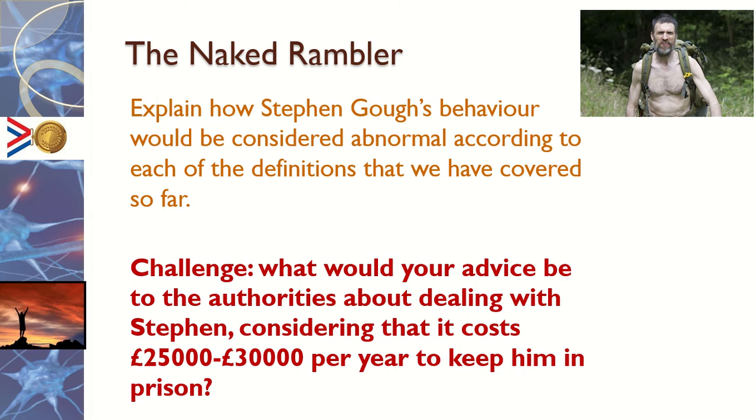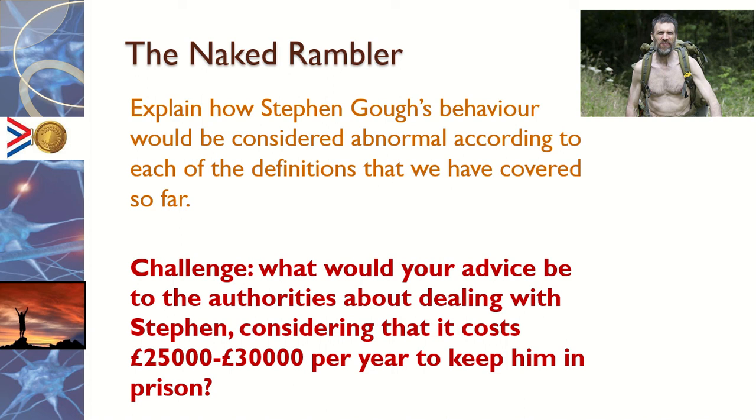I want you to have a think now about how his behaviour would be considered abnormal according to each of the definitions that we've done so far, so the 3 different definitions. And maybe have a think about what your advice would be to the authorities about dealing with him, bearing in mind that it costs them around £25,000 a year to keep him in prison. Pause the video and have a think.